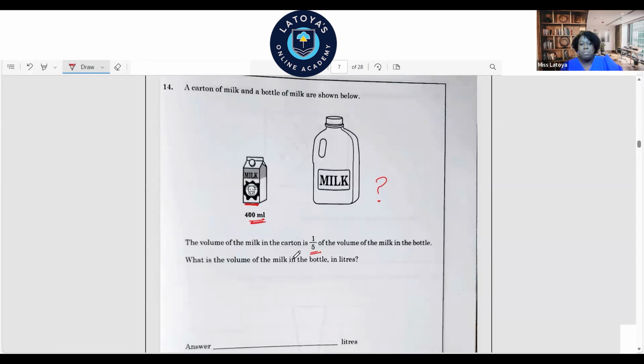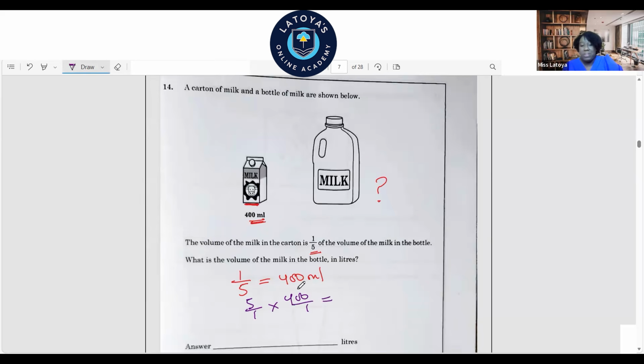What is the volume of the milk in the bottle? And they want the answer in liters. So we have to calculate the whole. The question is telling us that 1/5 is equal to 400 milliliters. What do we do when we are calculating the whole? We reciprocate the fraction and we multiply.